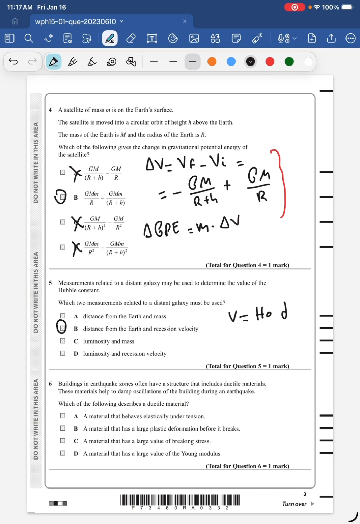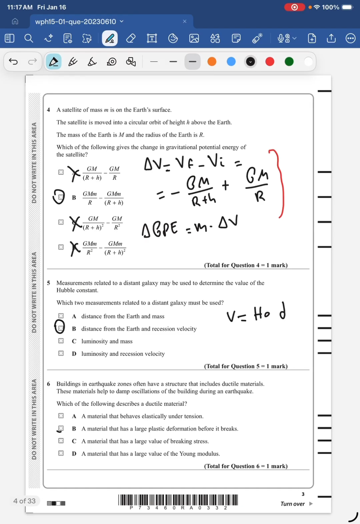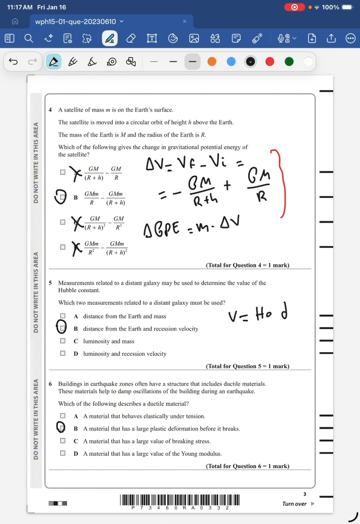These materials help to dampen oscillations of the building during an earthquake. Which of the following describes a ductile material? A material that behaves elastically under tension kind of sounds promising, but something bothers me. Let's see option B. A material that has a large plastic deformation before it breaks. Okay, that actually works, because you don't want the building to collapse under an earthquake.